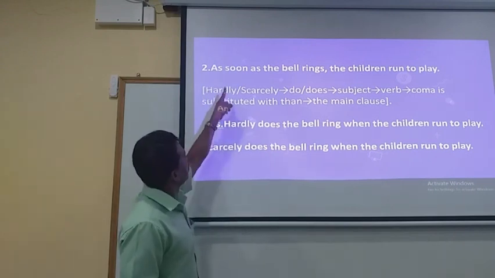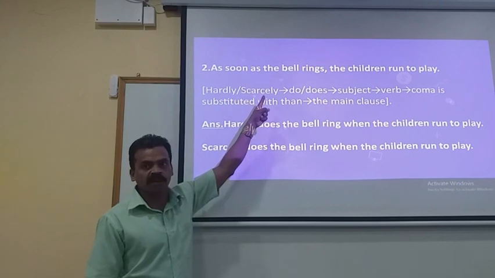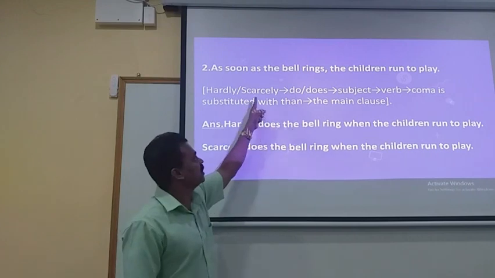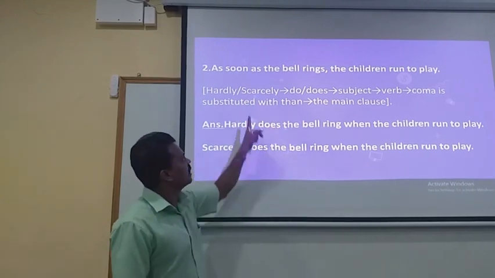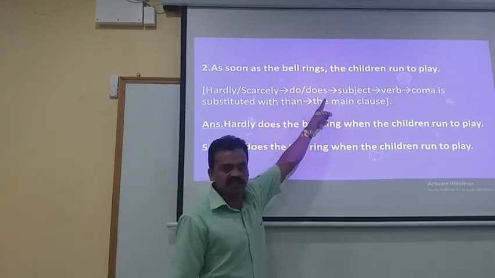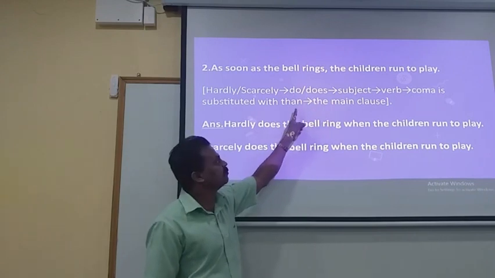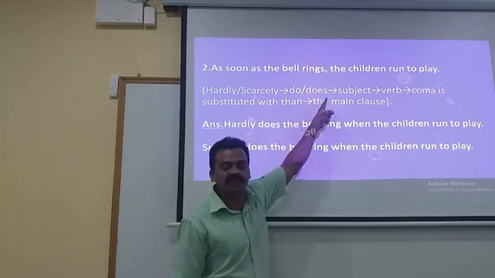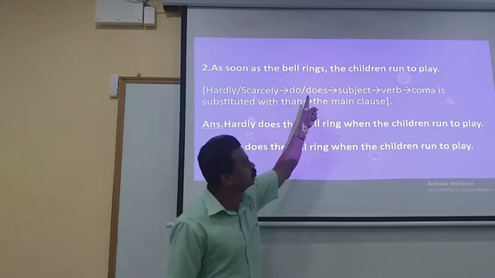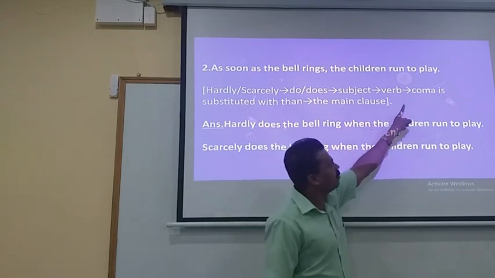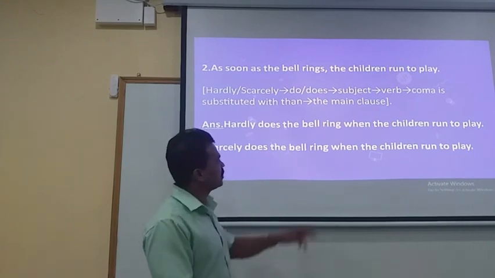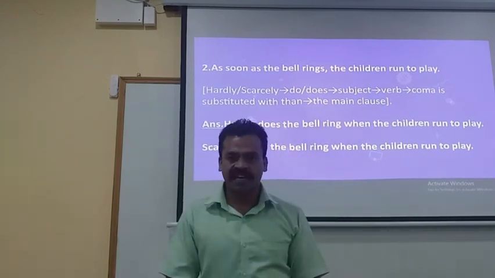As soon as will be changed with hardly or scarcely. If the starting word is hardly, naturally we make use of hardly. If the starting word is scarcely, we make use of scarcely. And immediately after that, as we already saw with no sooner than, do or does depending on the subject. When the subject is singular, we make use of does. When the subject is plural, we make use of do. Then place the subject and the verb, and the comma is substituted with when. Remove the comma and make use of when in its place, and place the main clause exactly as it is.